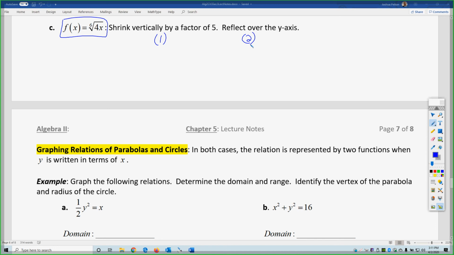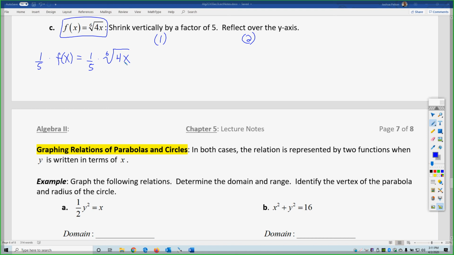So shrink vertically by a factor of 5. So that's 1/5 times f of x. So that's 1/5 times the sixth root of 4x. That sounds pretty good there.